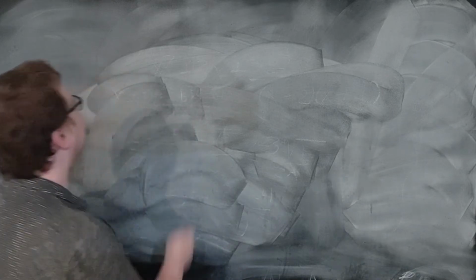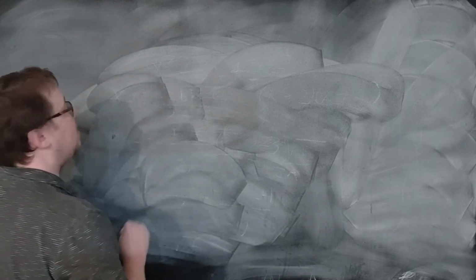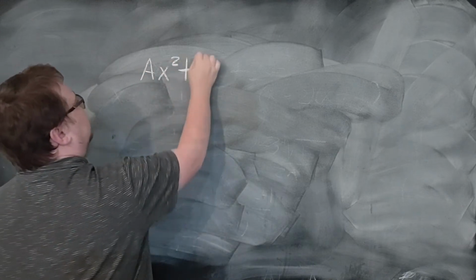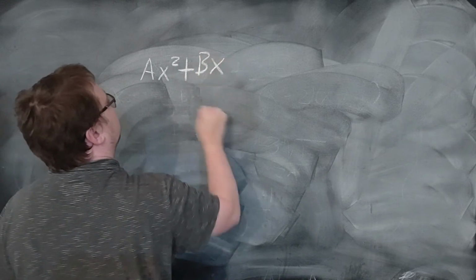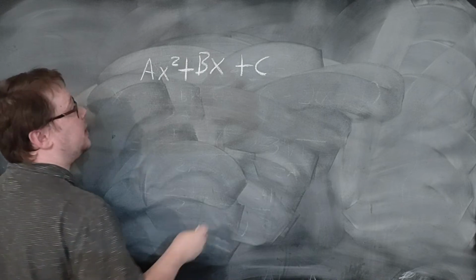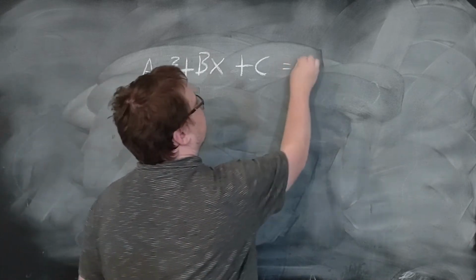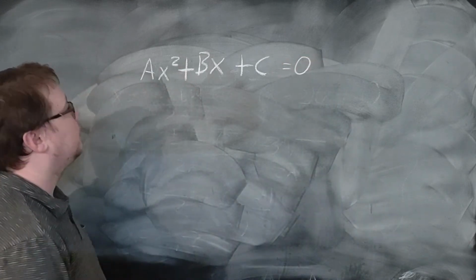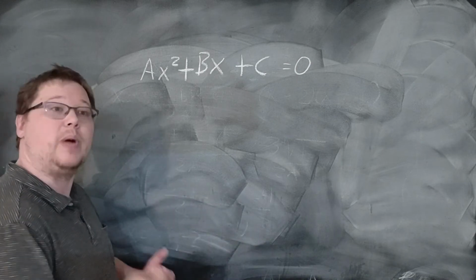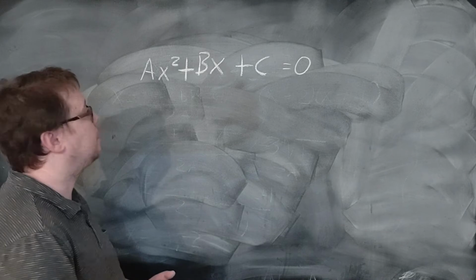Today, let's take a closer look at where the quadratic formula comes from. I'm going to derive it. So any quadratic can be written as ax squared plus bx plus c. And if we're using the quadratic formula, we're setting that equal to 0. So if we complete the square on this, we should end up with the quadratic formula.